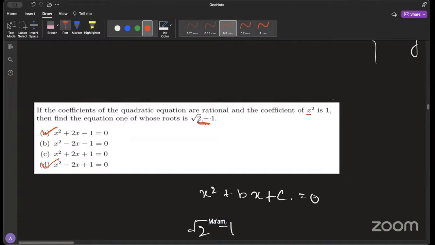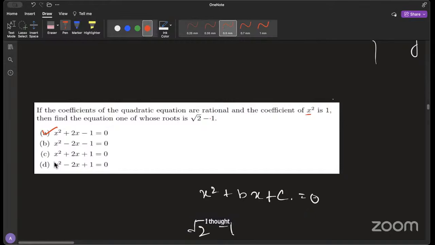Ma'am, someone said this is not correct actually. If we put it in, we don't have a negative A option, and this will satisfy only one option. Option A is the right answer. D is satisfying under root 2 minus 1, but not satisfying under root 2 plus 1. If we put it in option D, we get 6 plus 2, that is 8 minus 4 root 2, which is not satisfying.